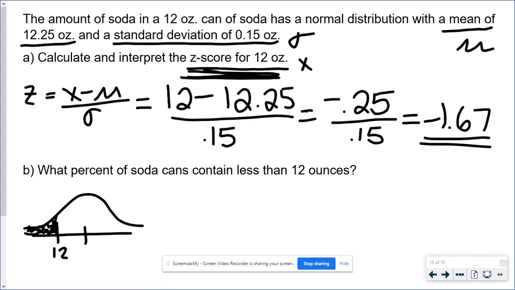Well, our empirical rule only deals with exactly 1, 2, and 3 standard deviations away from the mean. Our z-score is telling us that we're not exactly 1 or 2 standard deviations from the mean. We're 1.67 standard deviations from the mean. So what we have to use now is the z-table.